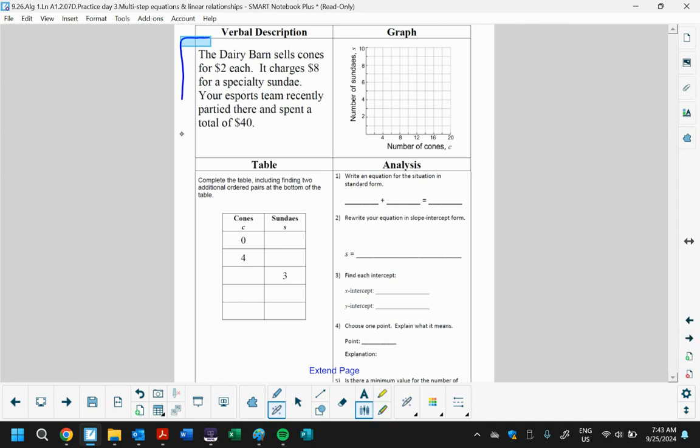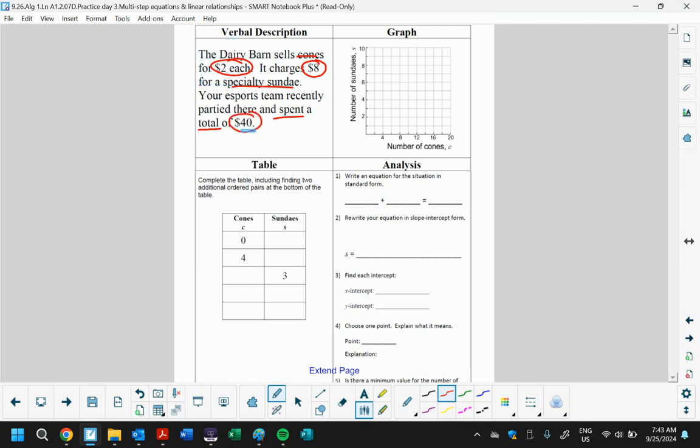Go ahead, please pause, read through the verbal description, and come on back when you're ready. So I'm going to go ahead and mark my text up, folks, as you hopefully already did. We got cones for $2 each. Furthermore, we have $8 for a specialty sundae. And then, spent a total of $40.